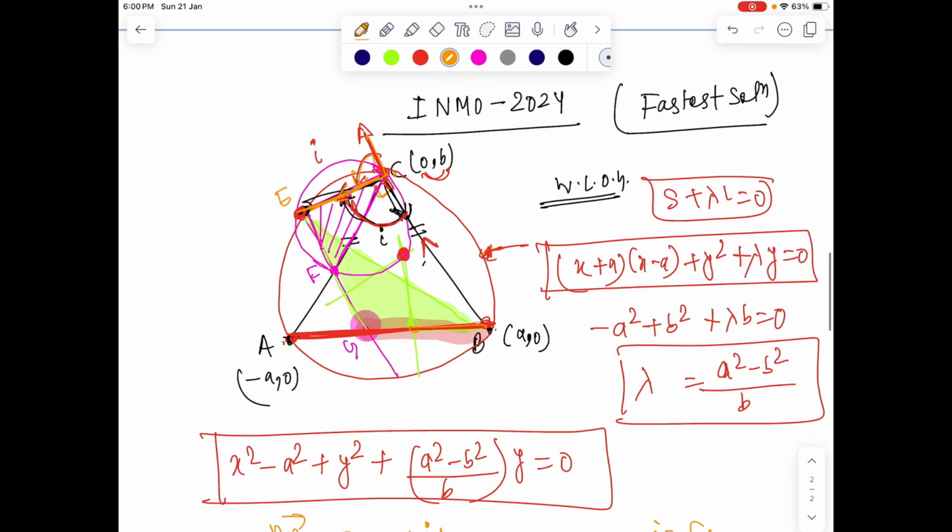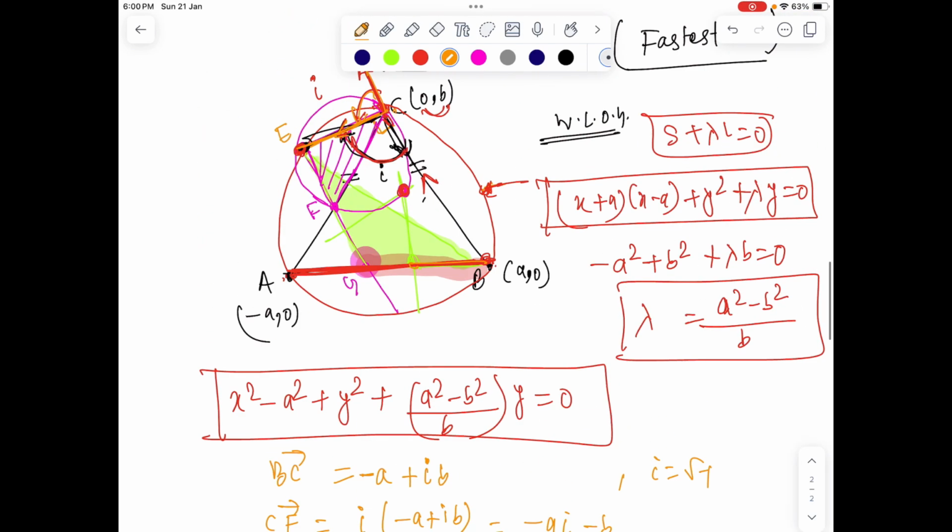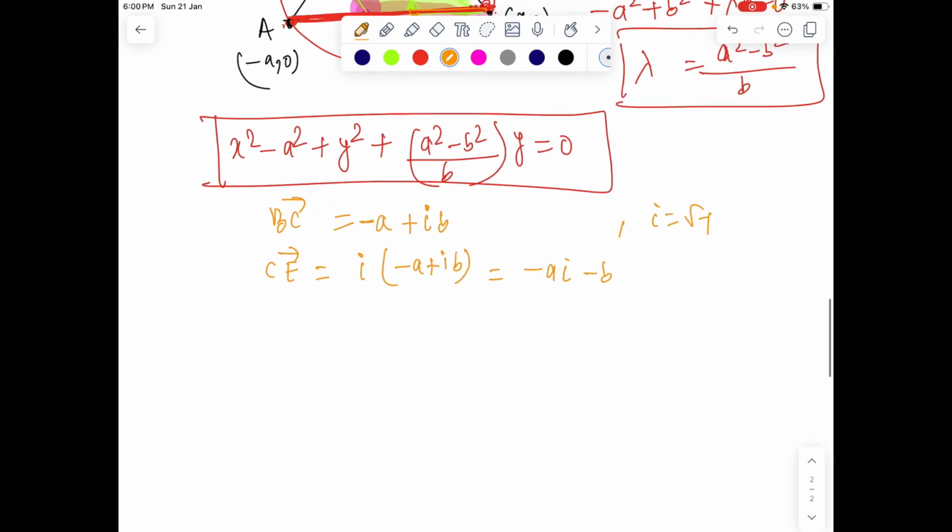Now how to get the C vector? The C vector is nothing but the direction rotated by 90 degrees. The operation of rotation is done by iota, which is root minus 1. Hence we can write C as i times (minus a plus i b), which is minus a i minus b.